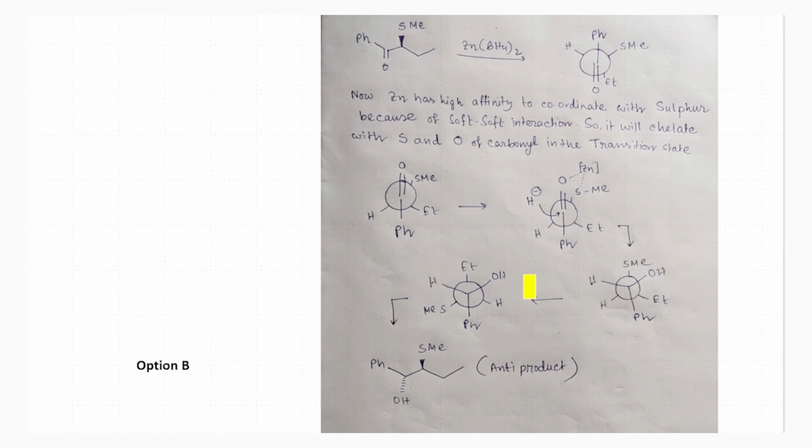Okay. And if I redraw this, and I put it where the ethyl group and the phenyl group are far away from each other, or anti, then the hydroxyl group is going inside the plane of the board, and SME continues to be coming towards us. So again, here the answer is option B.